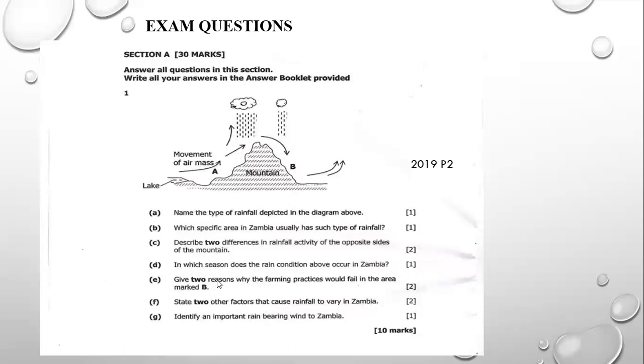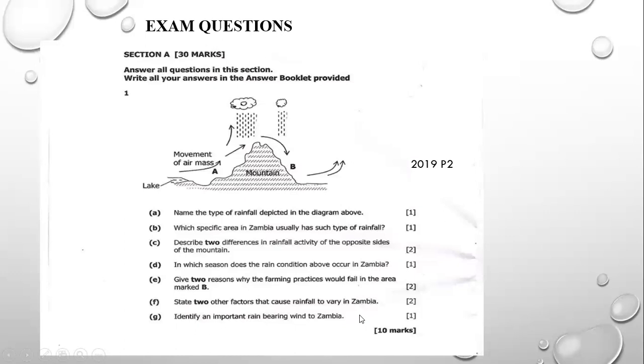Let's get to G, which says identify an important rain-bearing wind to Zambia. Now, this is very important. The wind that brings rainfall in Zambia in the northwest is the Congo air. The Congo air. So this is one of the most important rain-bearing winds to Zambia.